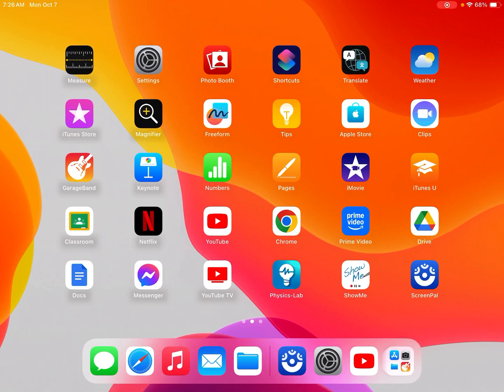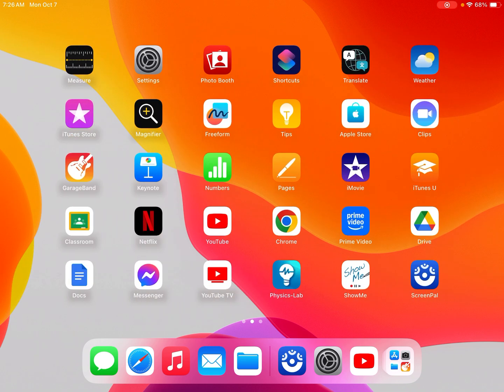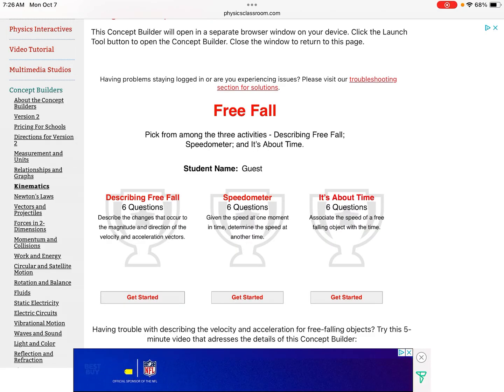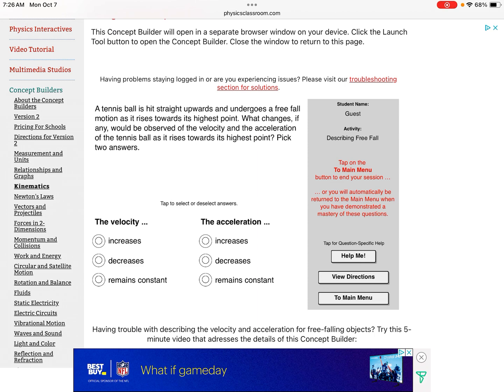Of going through this, the basics of this particular physics classroom assignment. So you're going to do free fall. You've got to do all three levels. The first level is going to ask you some questions about what happens to velocity or acceleration.